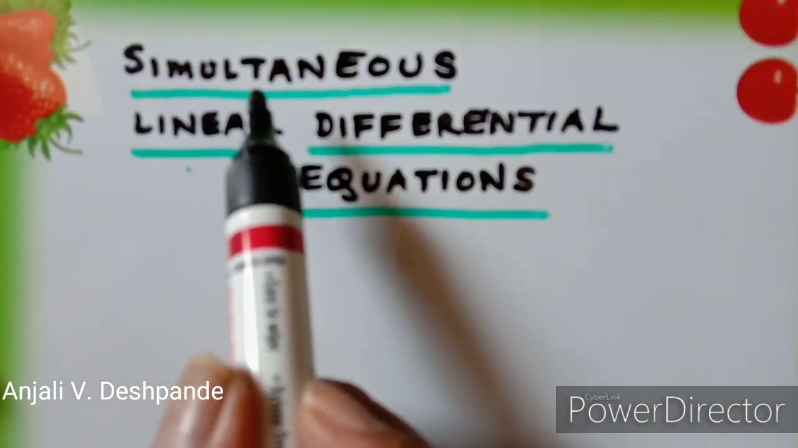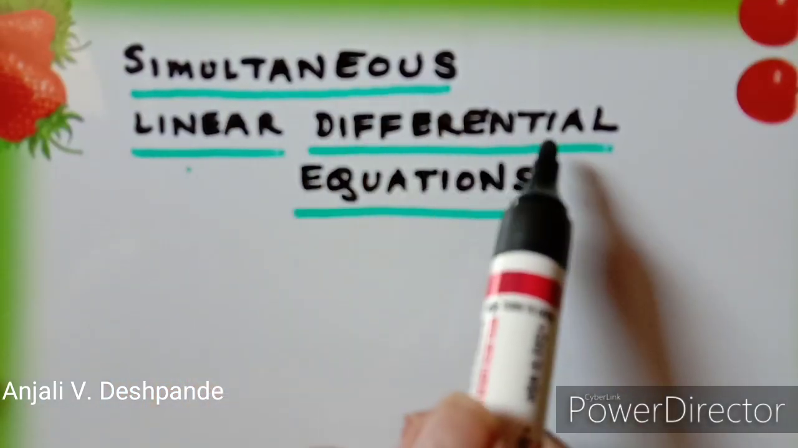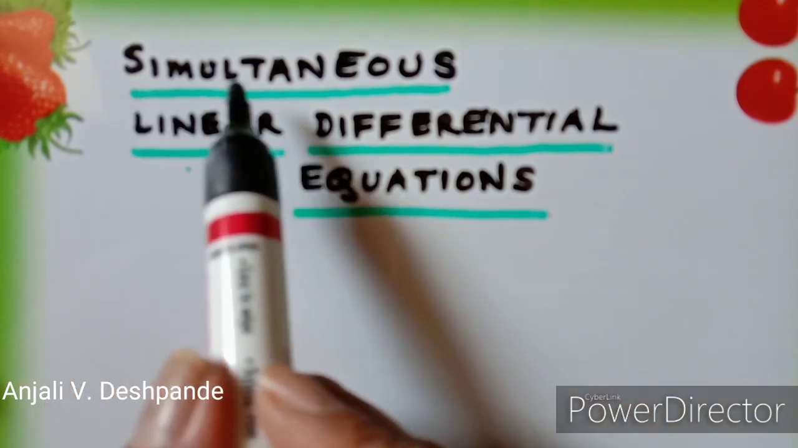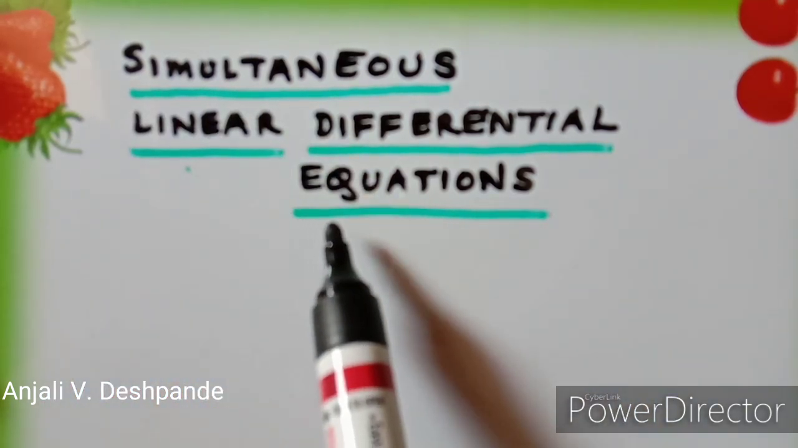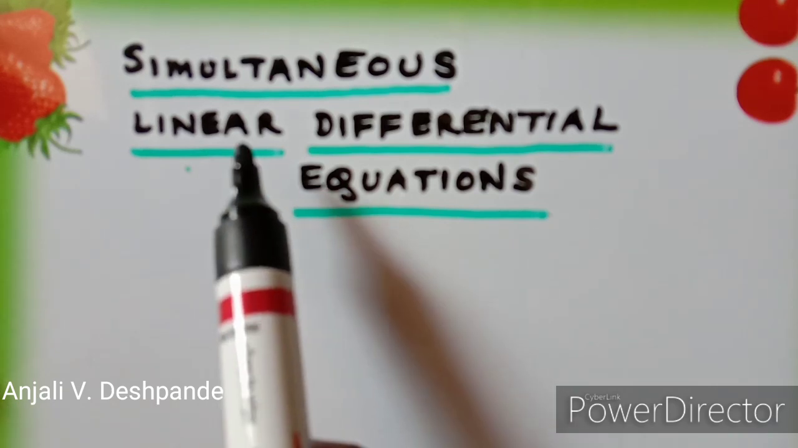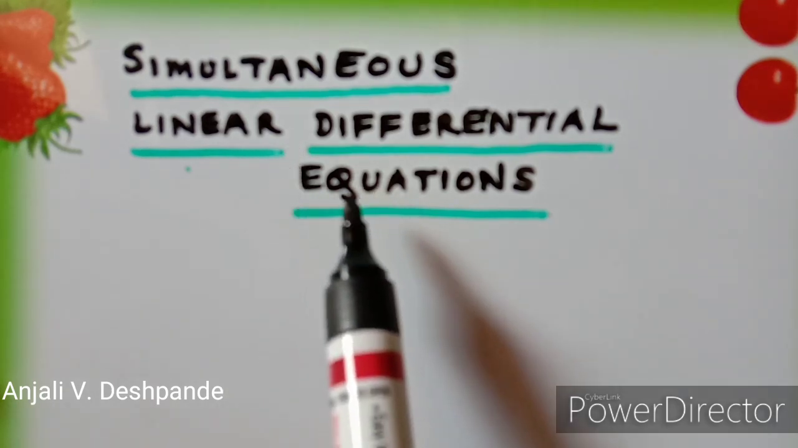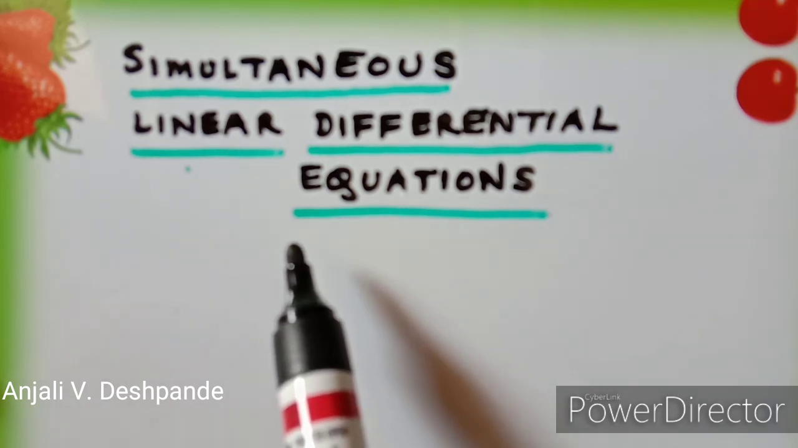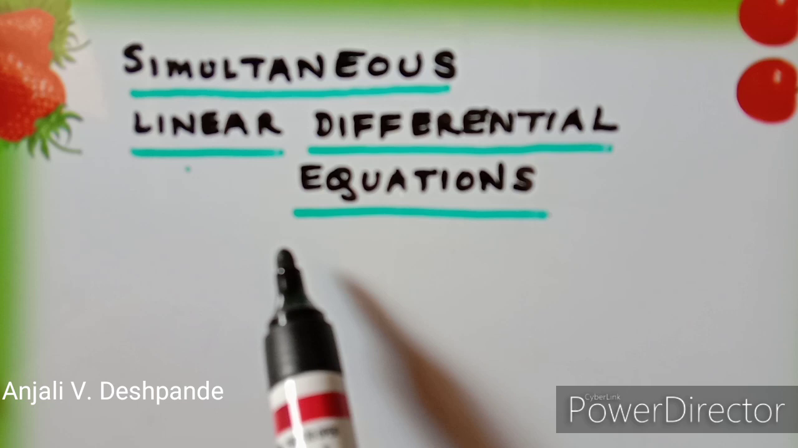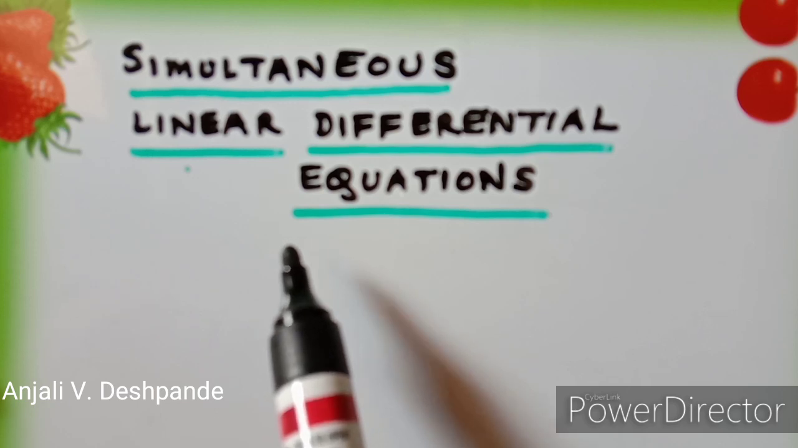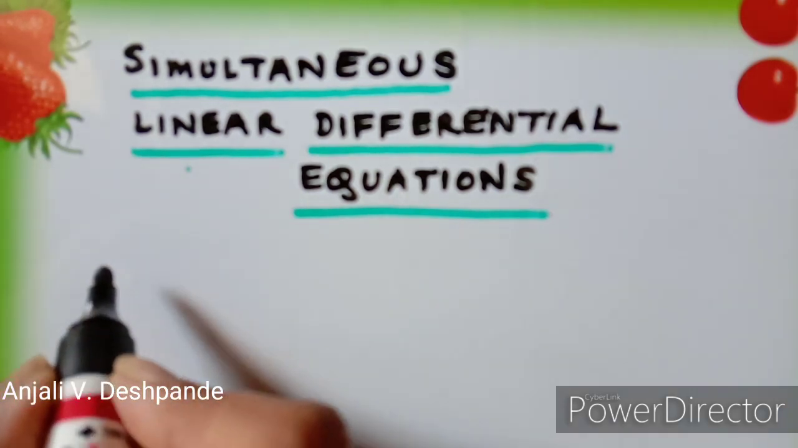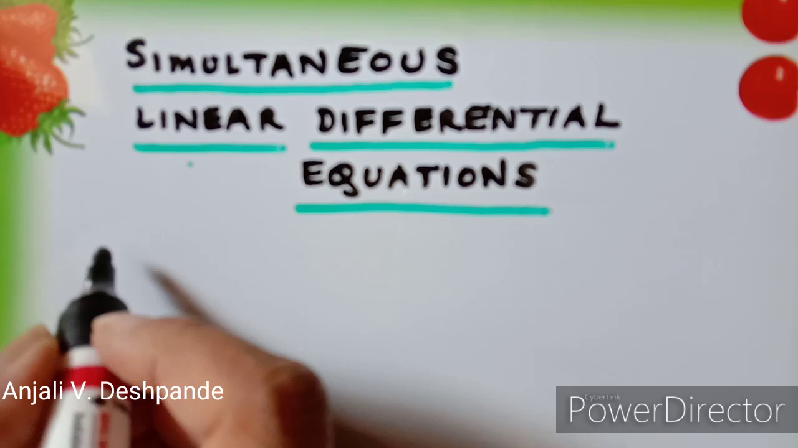So today's topic is going to be simultaneous linear differential equations. Now first of all, what are simultaneous linear differential equations? The linear differential equations having two or more dependent variables with a single independent variable are called simultaneous differential equations. Now we are going to see how to solve these type of equations. So we will do this by means of an example.